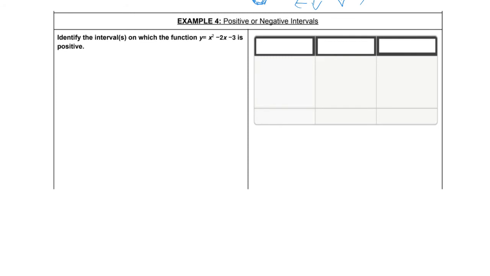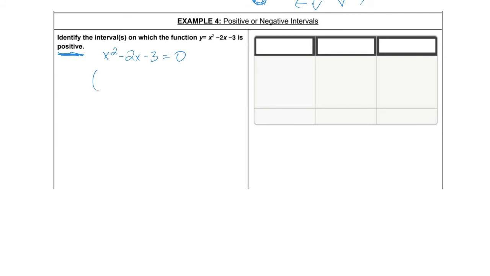Okay. So how do we solve this? It says identify the intervals in which this is positive. So we're looking for when it's only positive. So what we want to do is solve for x. We want to solve when y is equal to 0 because we want to find those x-intercepts. So we're going to set x squared minus 2x minus 3 equal to 0. We want to find when y is 0, and that's how we solve for x.